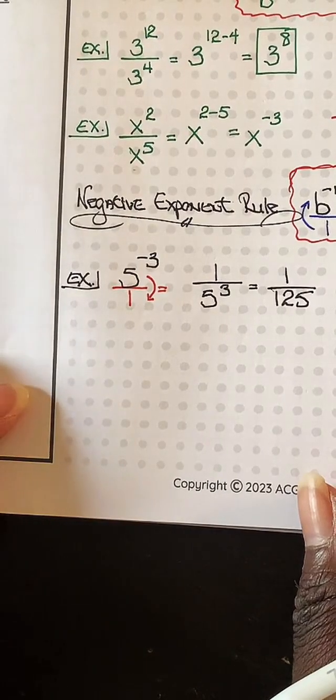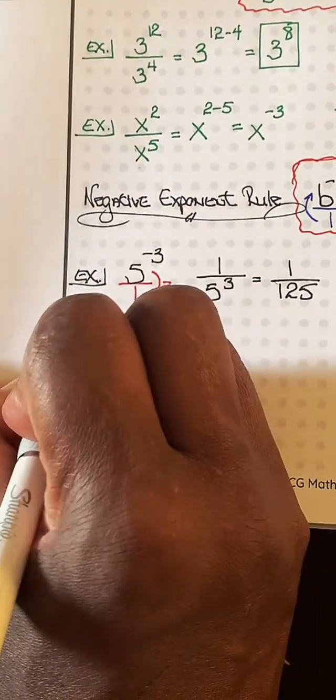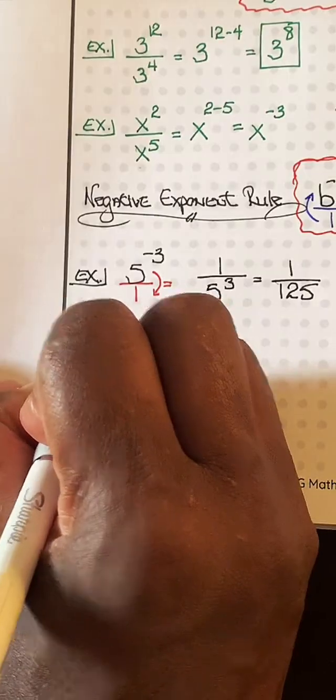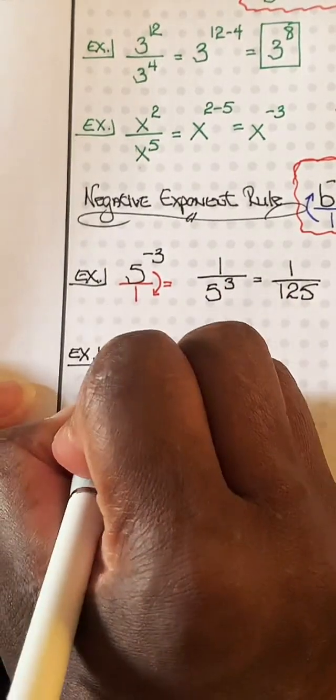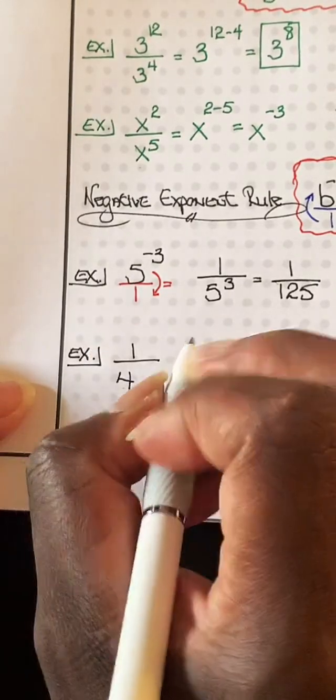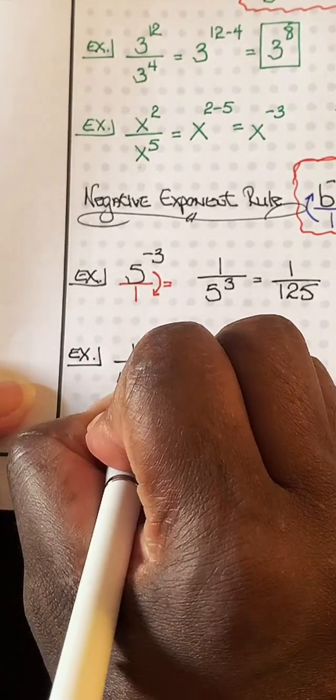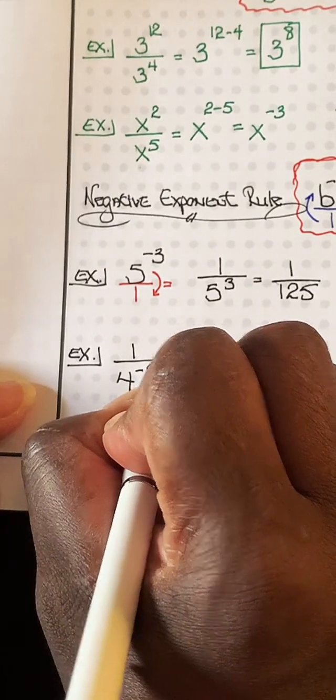Now, if I have, let's say, we have 1 over 4 raised to the negative second power.